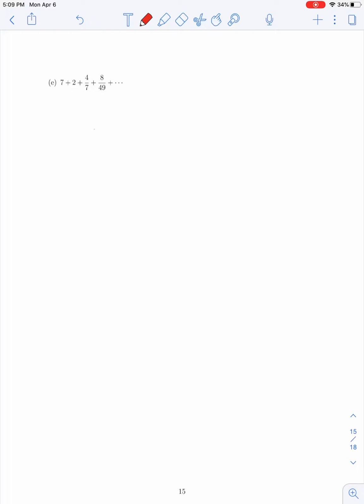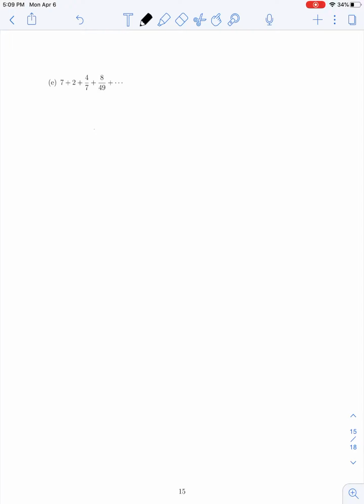In our next example, we have the series 7 plus 2 plus 4/7 plus 8/49, and so on. So here, the first four terms of our series are given, but it's not written using the sigma notation. So we first need to establish what is the general form of the nth term in this summation so that we can write it in sigma or series notation.